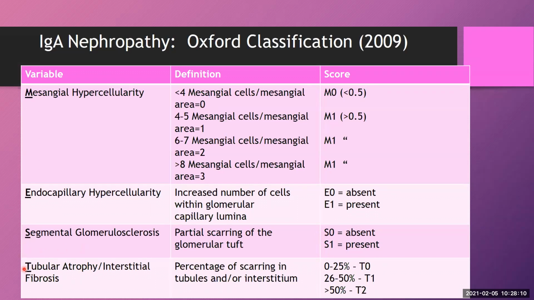And then the T stands for tubular atrophy and interstitial fibrosis. How much of that is there? This is basically an indication of how much scarring we see in the tubules and in the interstitial supporting network between the tubules. So this is where, as I mentioned before, we're getting away from the glomeruli and looking at other structures in the kidney to determine the progression of your disease. And this score is based on percentages. So 0 to 25% is a T0, 26 to 50% is a T1, and greater than 50% is a T2. So that's your MEST score.